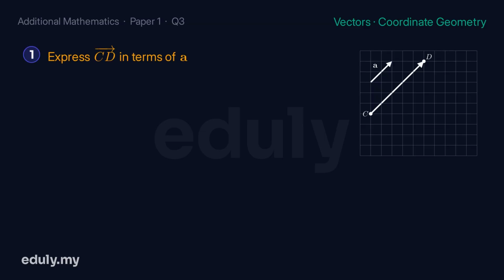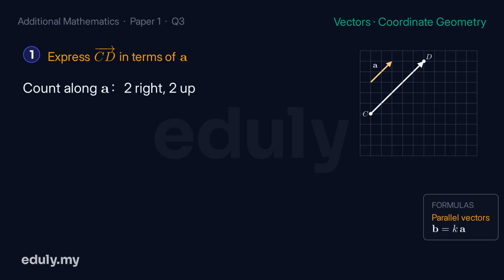Part A1. We want CD written as a multiple of A. 2 vectors pointing the same way are scalar multiples of each other. So one is just some number k times the other. Count the squares along A. It goes 2 to the right and 2 up. Now count along CD. It goes 5 to the right and 5 up. Same diagonal direction, just bigger.